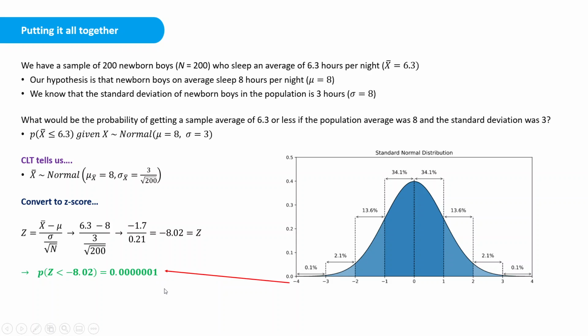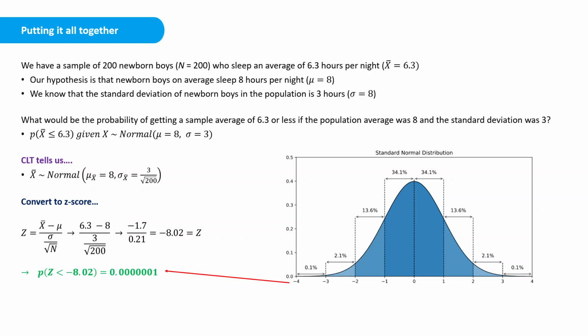So what does this mean? Well, it's very, very unlikely that the population mean truly is 8. We can't say that for sure. All we can say is that the probability of getting a sample average of 6.3 from a population where the mean really is 8 is very, very small. So it's very unlikely that the population mean really is 8.